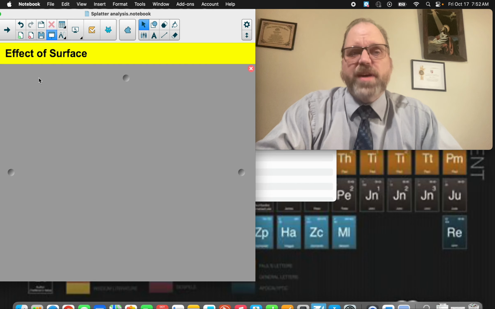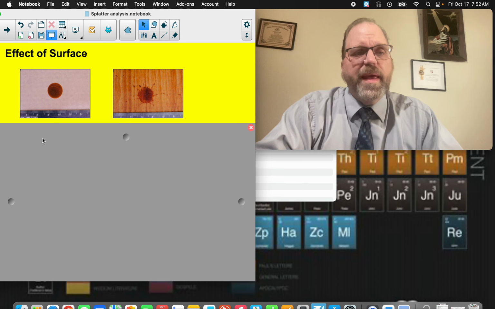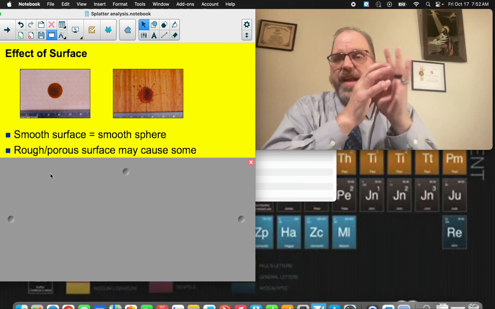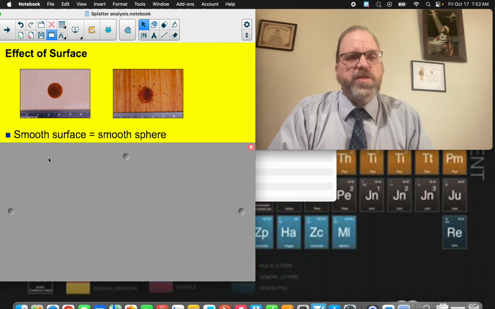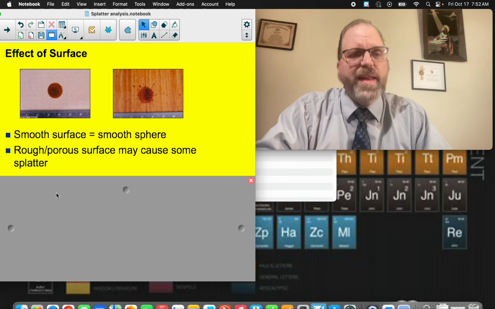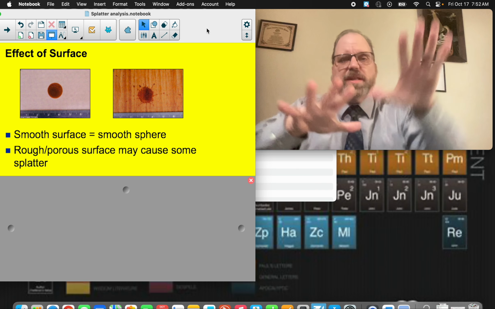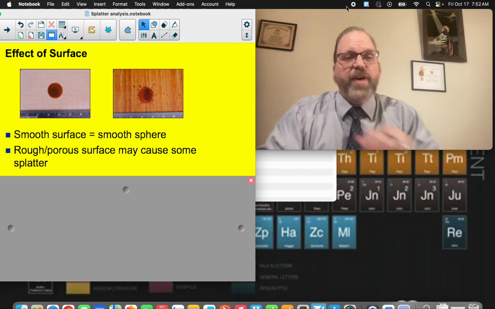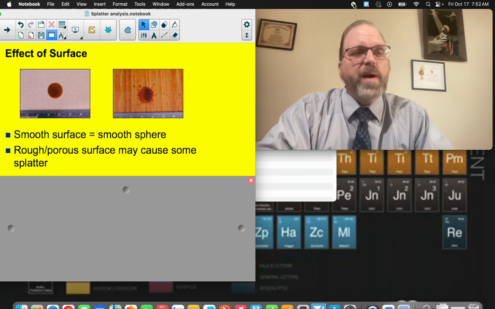All right, the effect on surface. If we hit something that's smooth, we get a nice round spherical drop. If, on the other hand, you hit a rough surface, it's going to be splattered out, so that will also affect how it appears. All right, that's it.